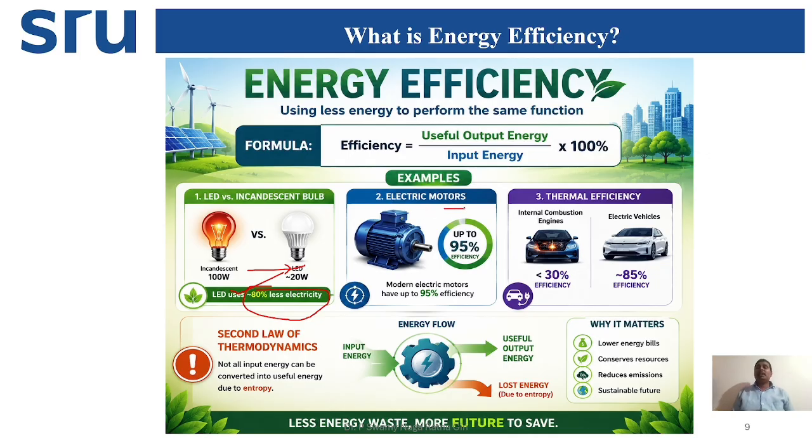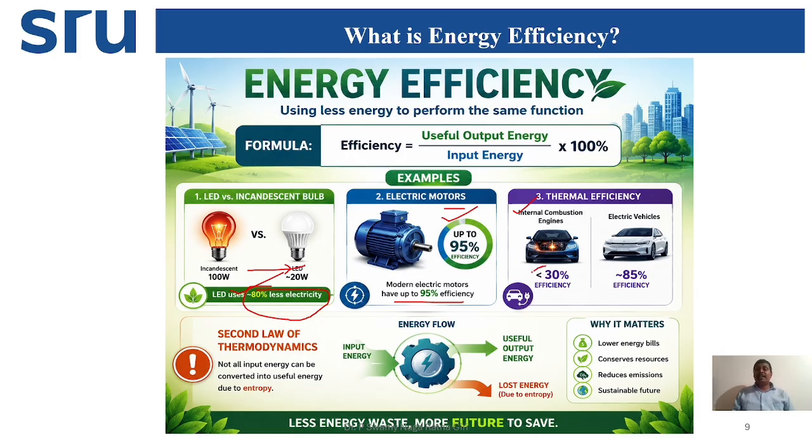Next one is electric motors. Up to 95% efficiency is obtained from modern electric motors, which convert the input energy to the output energy with 95% efficiency, rather than depending upon fossil fuel based, that is fuel based, energy systems. Next one is thermal efficiency, where we are going to internal combustion engines, which depend upon petrol, diesel, gas, whatever combustion engines we have.